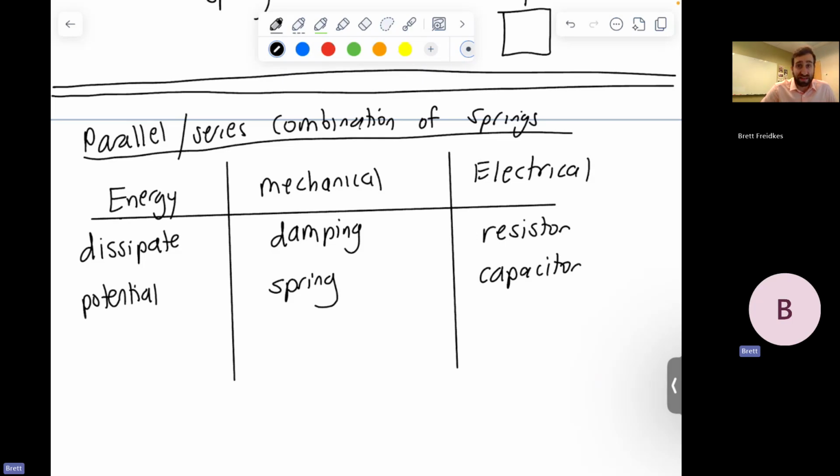Those both store potential energy. And lastly, if we look at kinetic energy in the mechanical domain, a mass stores kinetic energy. In the electrical domain, that would be the equivalent of an inductor.